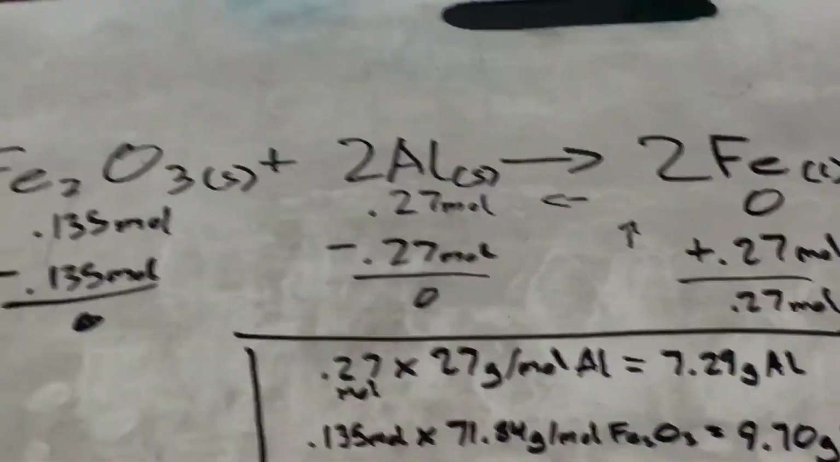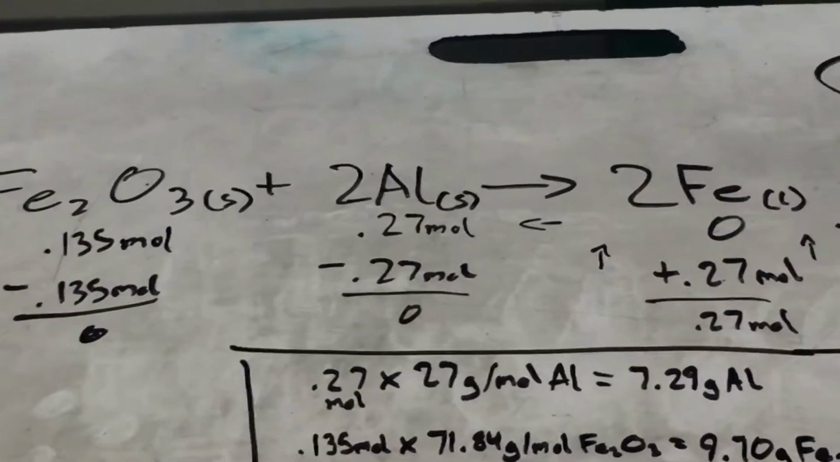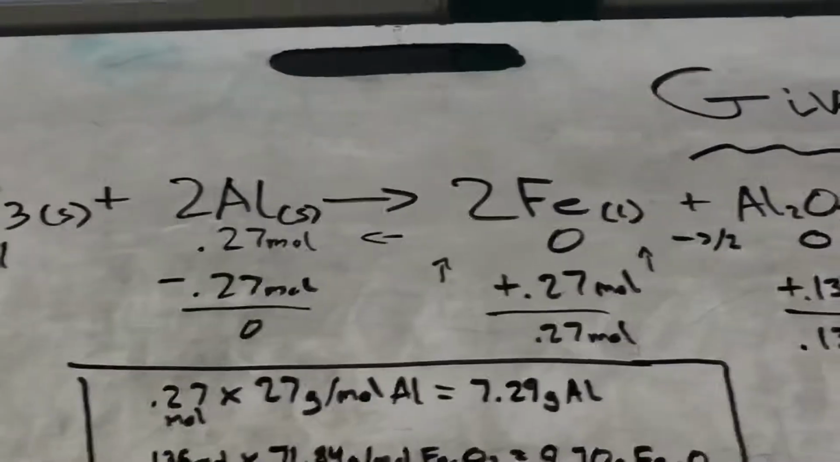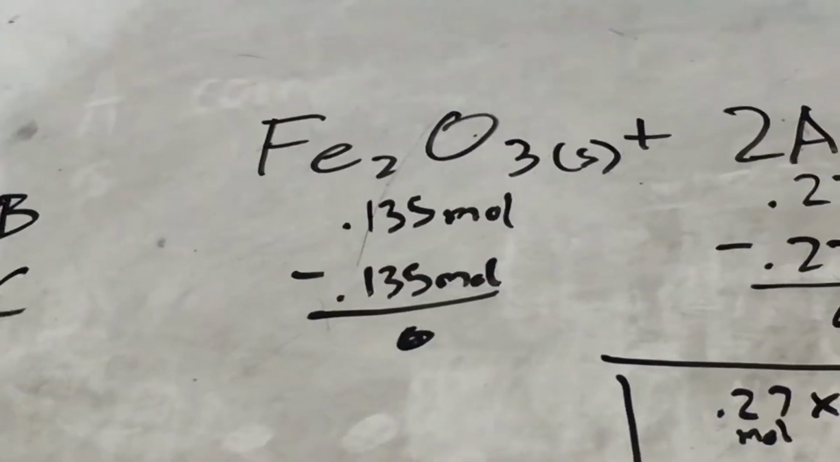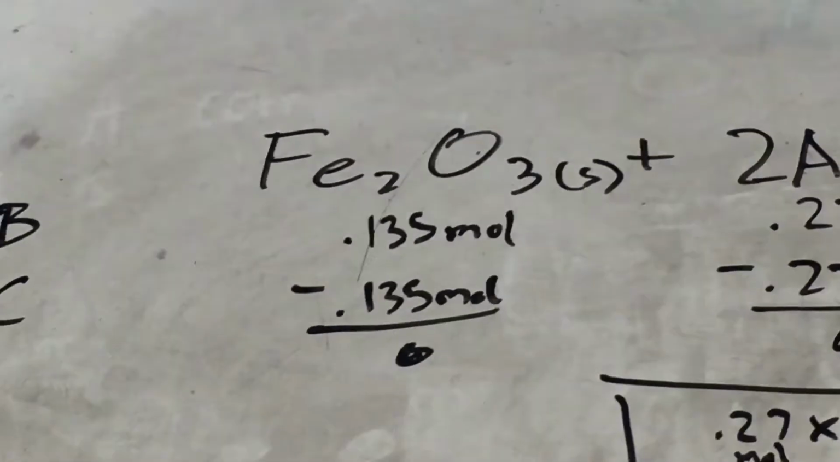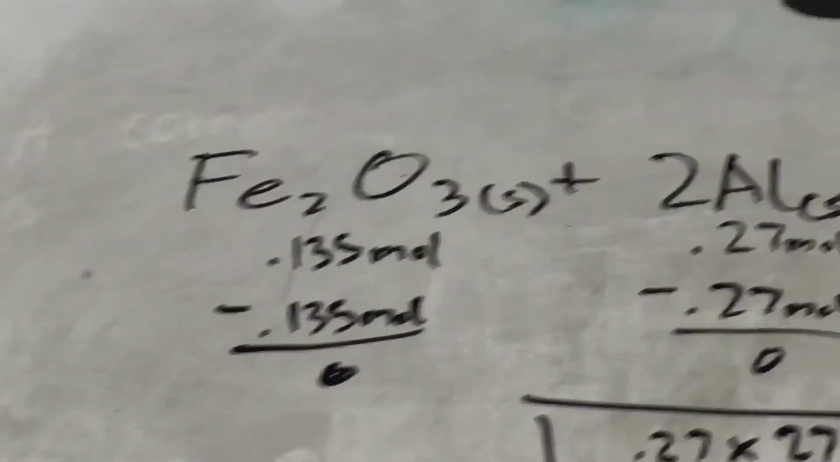So you would originally start out with 0.27 moles of aluminum, and you'd divide by 2 here, and multiply by 1 here. So then you would start out with 0.135 moles of iron oxide.